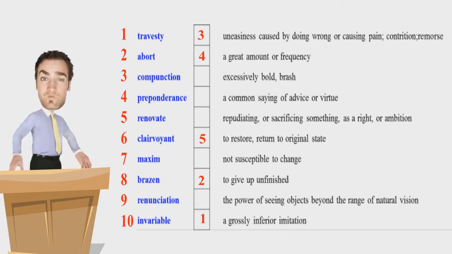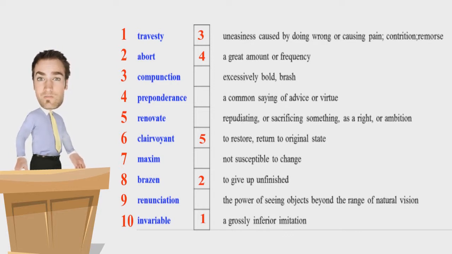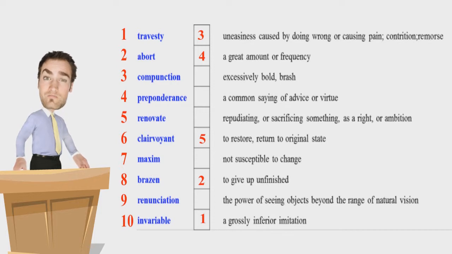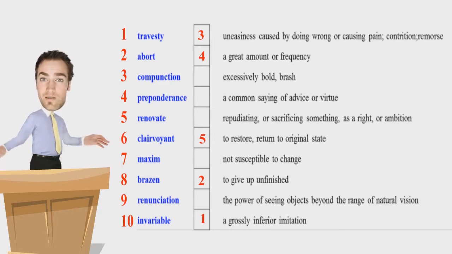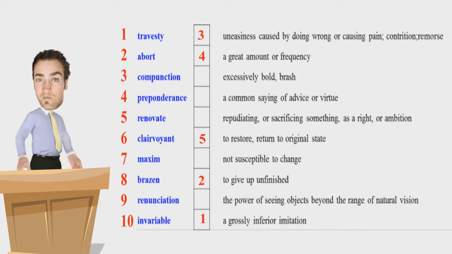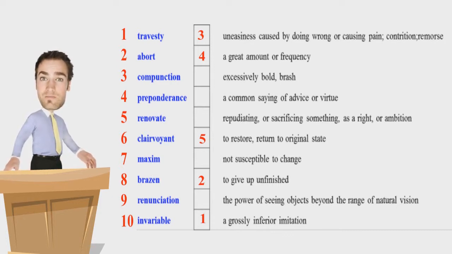It comes from the French word clair, which we still have, clair. It was clear in French, clair. And voyant, which is derived from the Latin videre, which meant to see clearly, but has the implication that you see clearly into the future in a mystical way now. So that's clairvoyant. That should be paired up to the definition, the second from the bottom, the power of seeing objects beyond the range of natural vision.